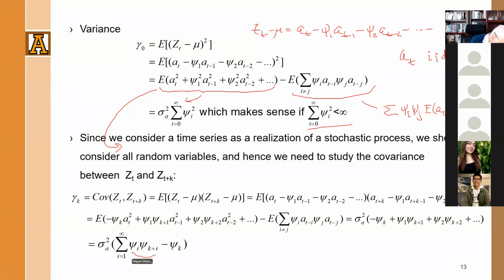And then minus psi K. I only have one term which is subtracted from the others, where I have one psi only instead of multiplying two of the psi weights. So that's sigma squared times this combination here, which is finite. And that's the covariance between ZT and ZT plus K. So it only depends on the separation between the observations T and T plus K. It only depends on K, okay, on how far the observations are.